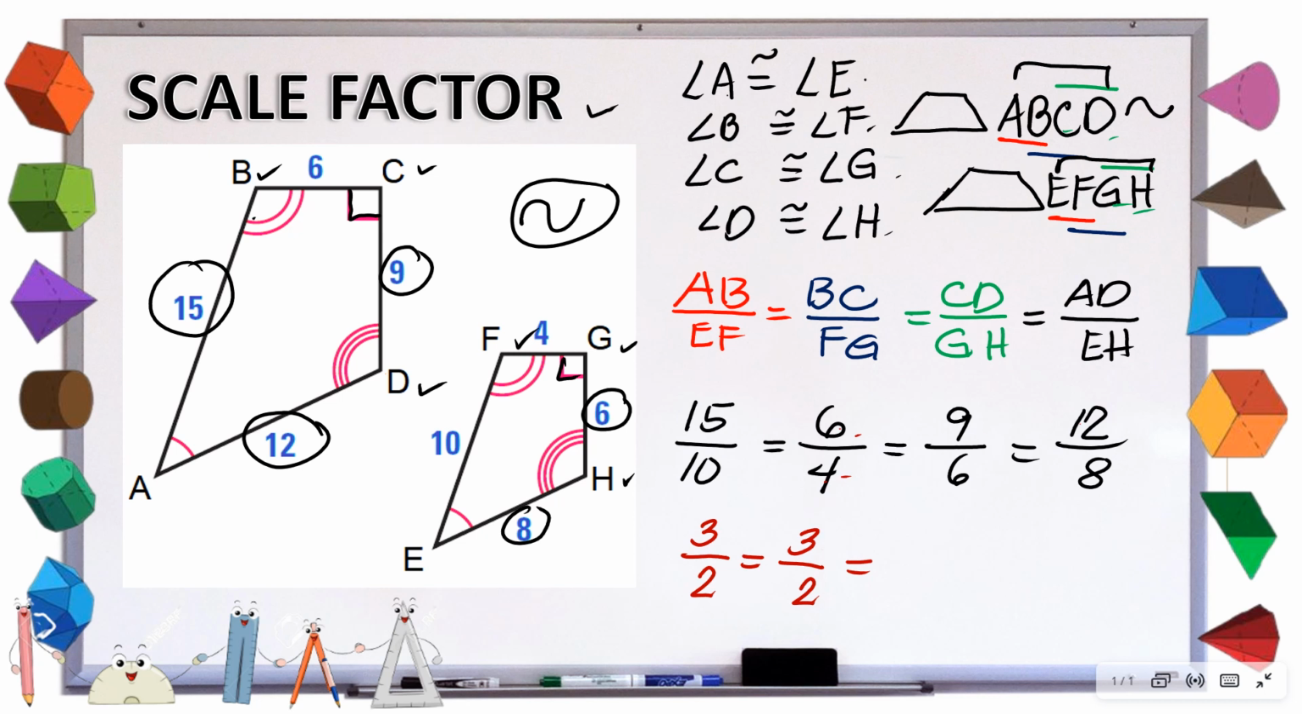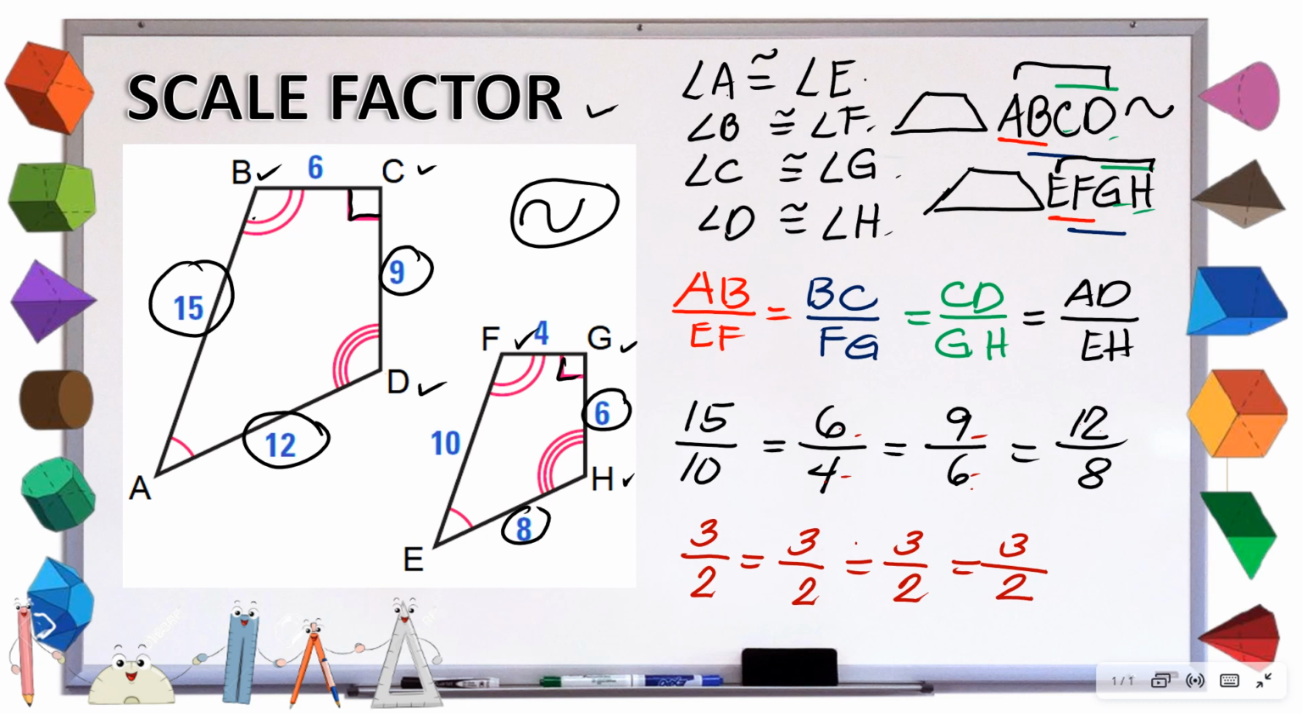Another one, 9 and 6 divisible by 3. 9 divided by 3 is 3. 6 divided by 3 is 2. The last one, 12 and 8 divisible by 4. So 12 divided by 4 is 3 also. And 8 divided by 4 is 2. So we can see that they are equal. So it means that they are proportional.